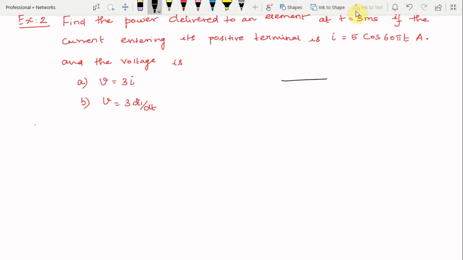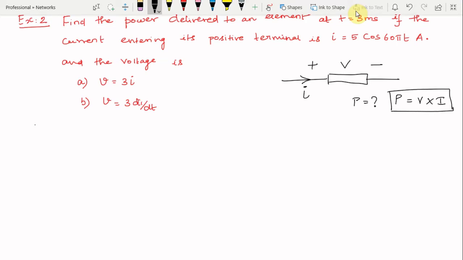So there is an element. The current is entering the element at its positive terminal. For the voltage across it, they have given two conditions, and in each condition they are asking you to calculate the power. So now we have to remember the formula for power, that is P is equal to the product of voltage into current. That is how we are going to calculate the power.